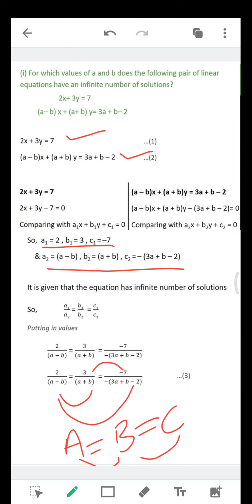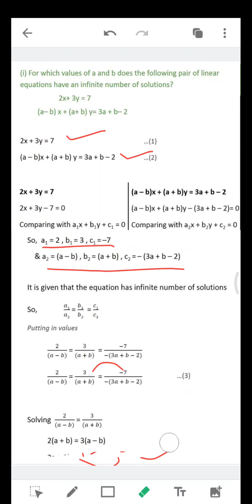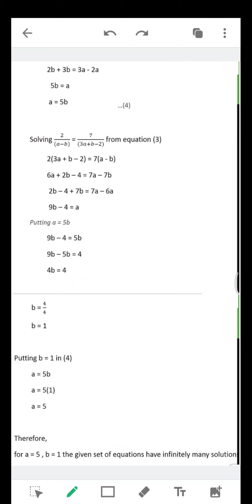So we are equating now. Now we'll equate. Okay, solving the first and second. So we are equating the first and second. Cross multiplying it here, 2 into a plus b and 3 into a minus b, 2a plus 2b, 3a minus 3b. Simplifying it further, you will get one equation: a is equal to 5b. Taking a's on one side and b's on the other side, I'll get a is equal to 5b.